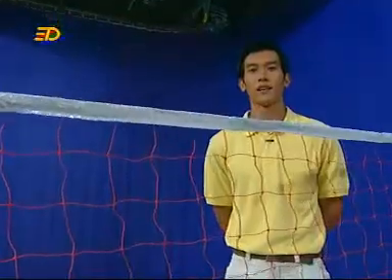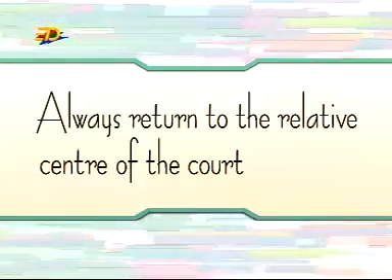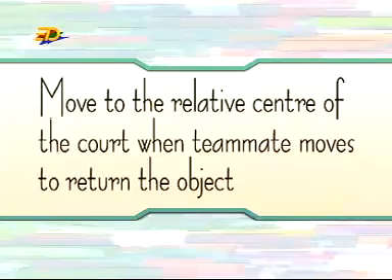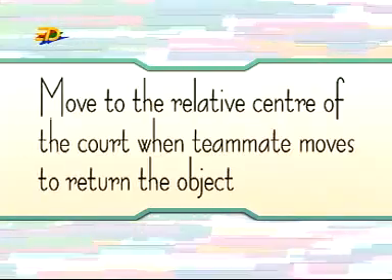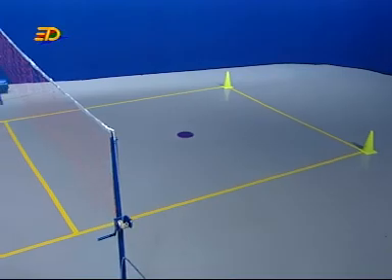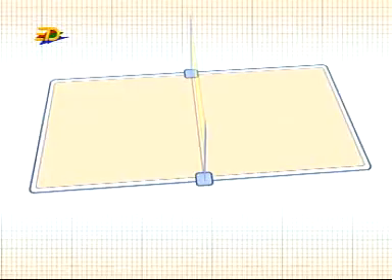After learning how to attack in games, it is time to learn how to defend against these attacks. In this segment, we will be touching on 2 defensive game concepts: moving to the relative center of the court after returning the object, and moving to the relative center of the court when a teammate moves to return the object in team games. In any defensive moves, it is crucial for players to return or recover to the relative center of the court. This is because in doing so, players will be in a position to cover all aspects of the court for the next shot.